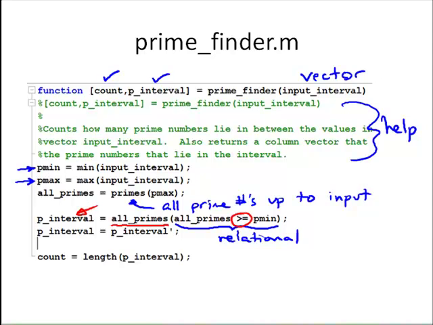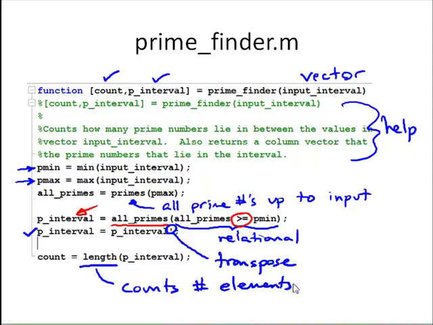So we have one last little thing to do here. We need to convert, so p interval will also be a row vector, and we want a column vector. So we'll use the apostrophe to transpose and create a column vector. There's our output p interval. So we've got the first one. And then we need to count how many prime numbers there are, and that's done by simply counting the number of elements in p interval. So we'll use the length built-in function that we talked about that simply counts the number of elements in the variable p interval.